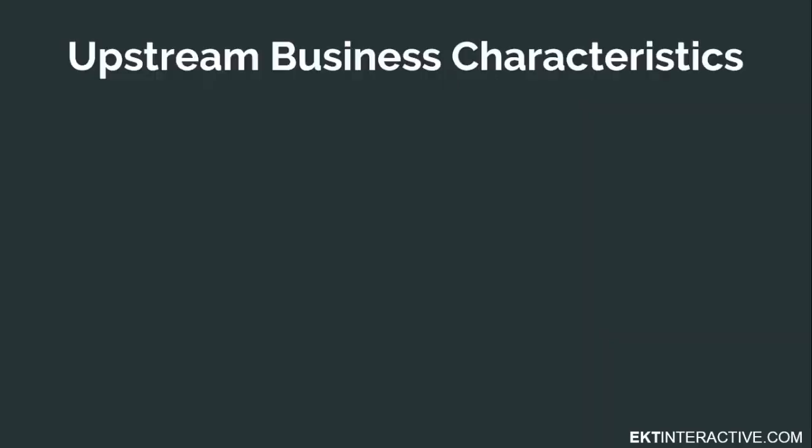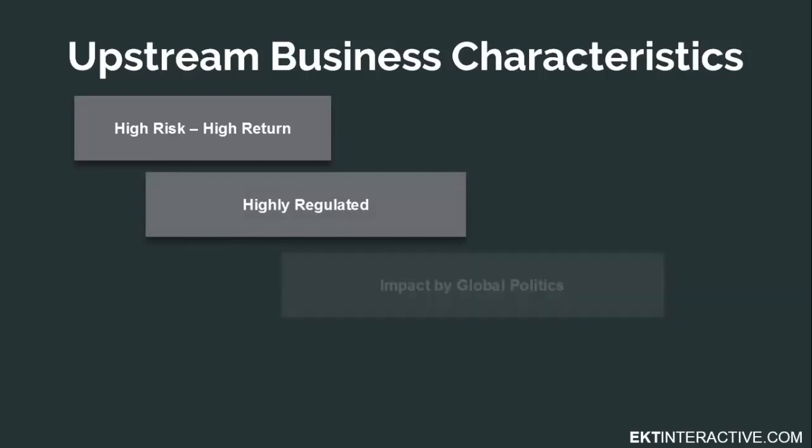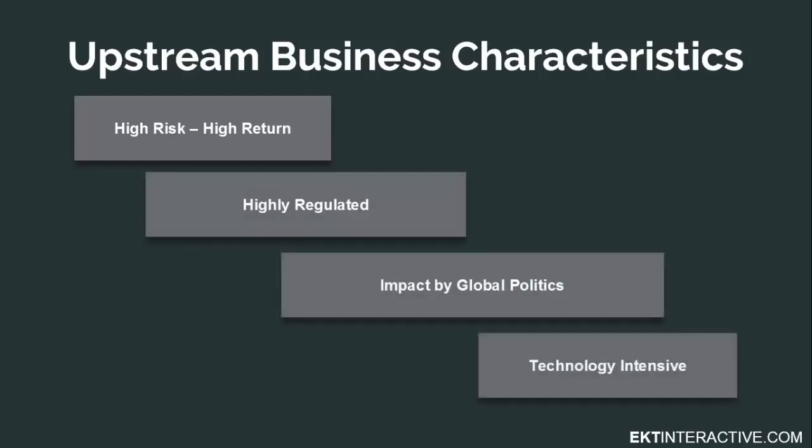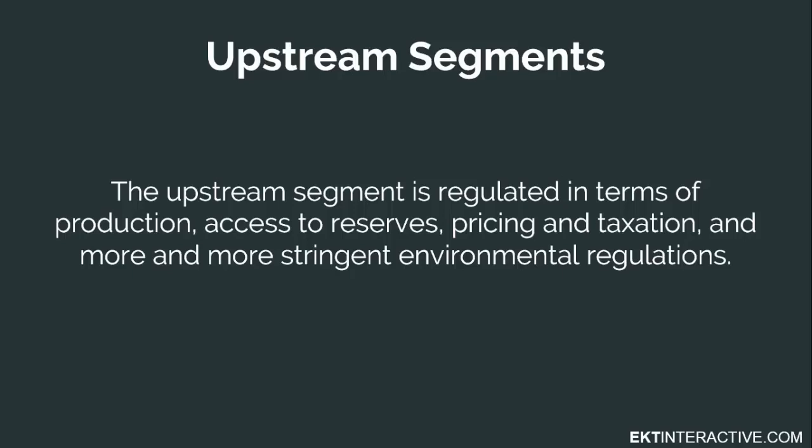It is important to note that there are 4 key business characteristics of Upstream. It is a high-risk, high-return segment, it is highly regulated, it is impacted by global politics, and it is very technology-intensive. The upstream industry is arguably the most complex of all oil and gas business sectors. There are many risks and unknowns in the exploration process. Often, hundreds of millions of dollars and many years are spent before an oil and gas field becomes productive, especially offshore. The upstream segment is regulated in terms of production, access to reserves, pricing and taxation, and more stringent environmental regulations.